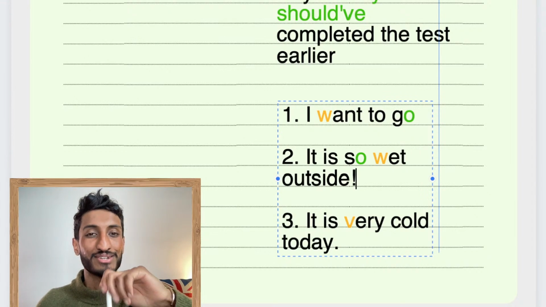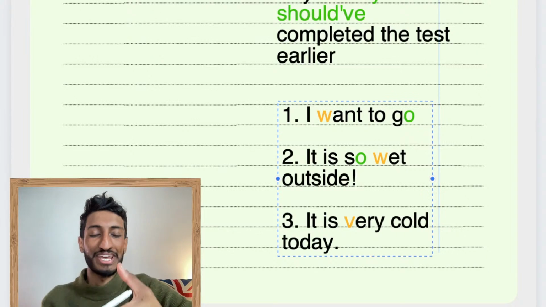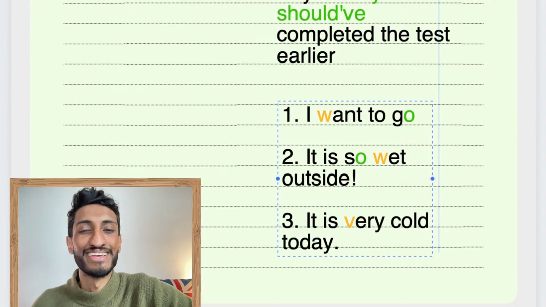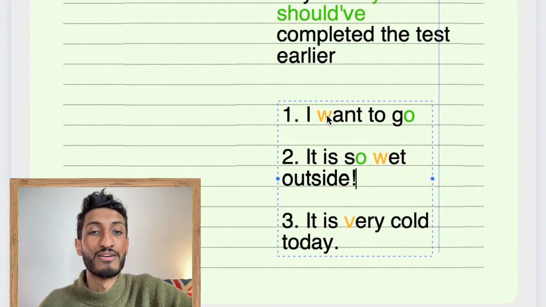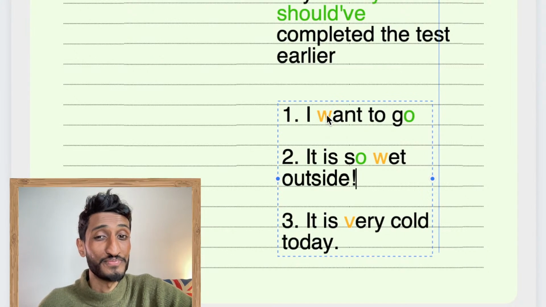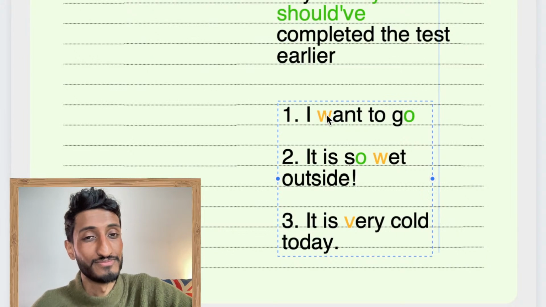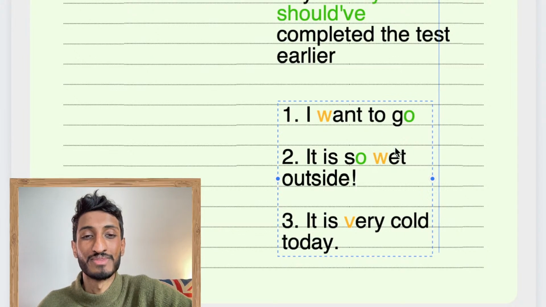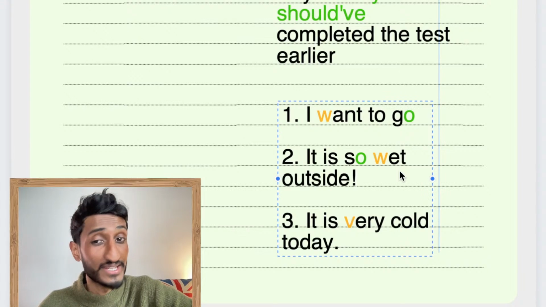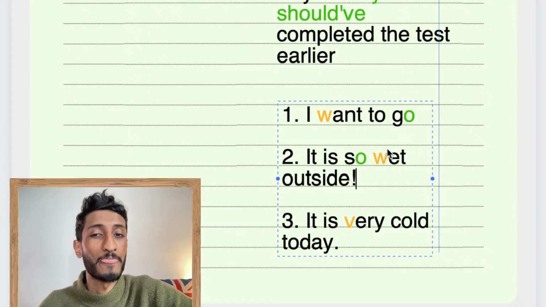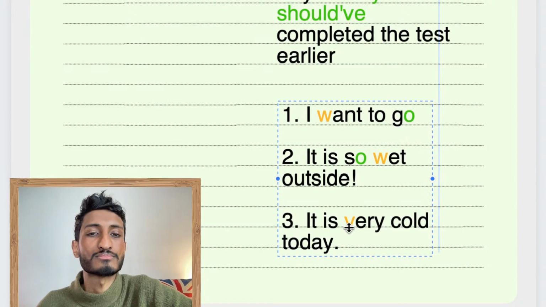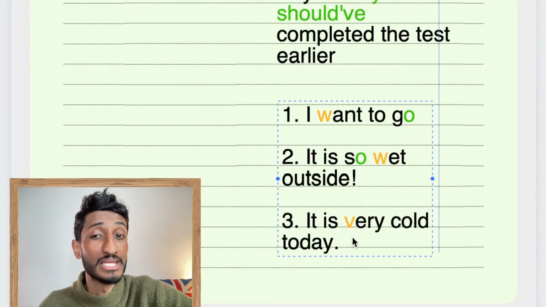So we were talking about the V sounds. Let me just read it out for you one more time. So let's practice this one. Want and want. This one. It's not vet, it's wet. Wet. And then it's not Betty, it's very.